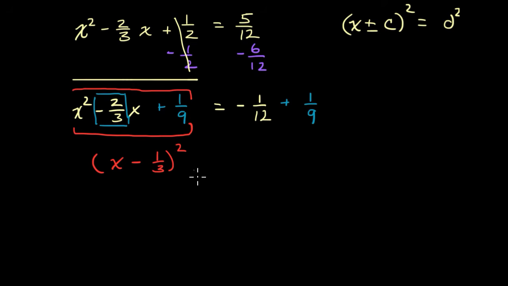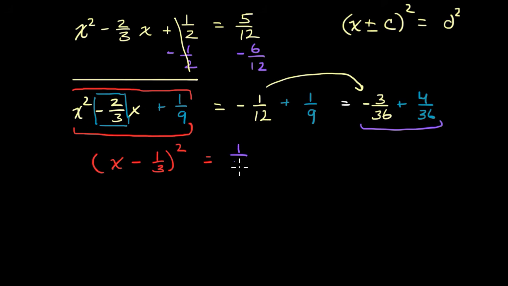Now on the right-hand side, what do we have? So let's find a common denominator. Let's see, 12 and 9, it looks like 36. So I'll do that over here. Negative 1/12 as a 36th, that's negative 3/36. And then plus 1/9, that's plus 4/36. So negative 3/36 plus 4/36, if I add these two together, is equal to 1/36.